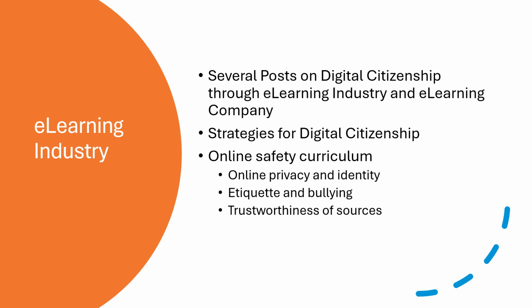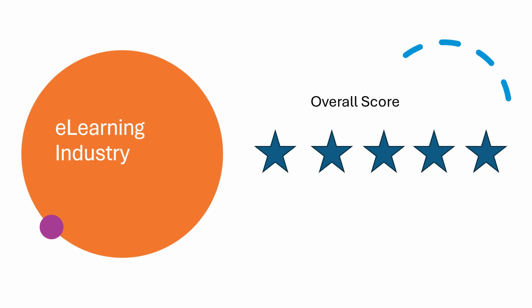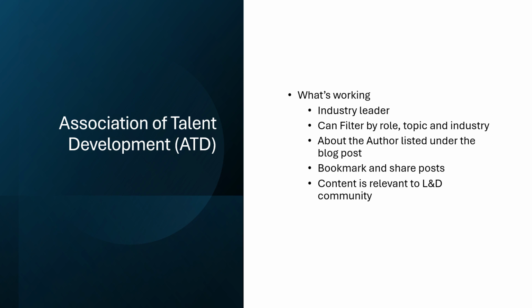And also they have online safety curricula, which is amazing if you're doing a class or getting material together as an instructor for a digital citizenship class that talks about privacy, identity, etiquette, bullying, and trustworthy sources. So my overall score for E-Learning Industry's blog is 5 out of 5.